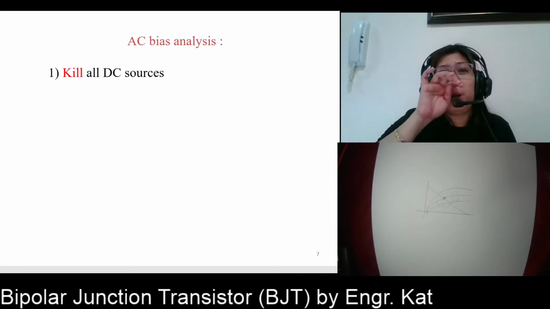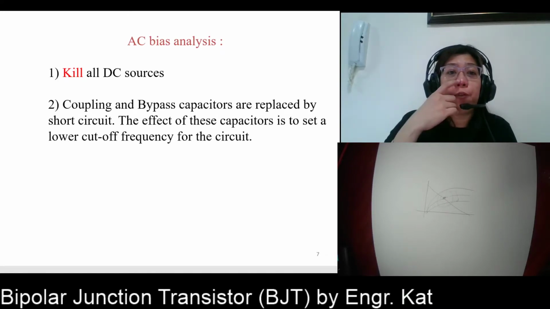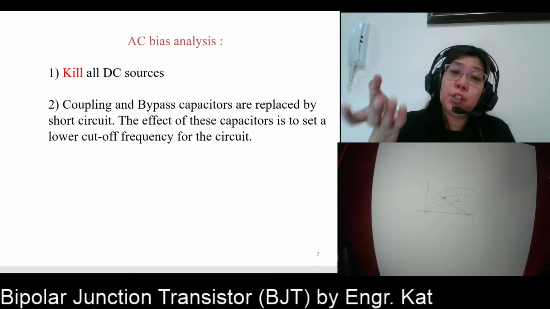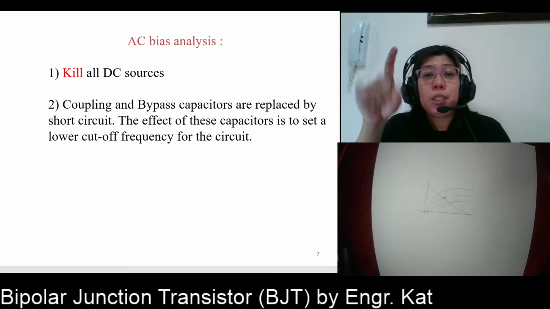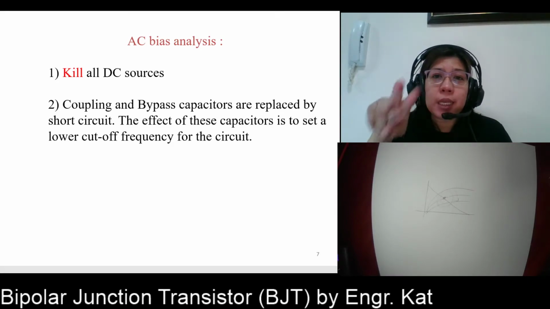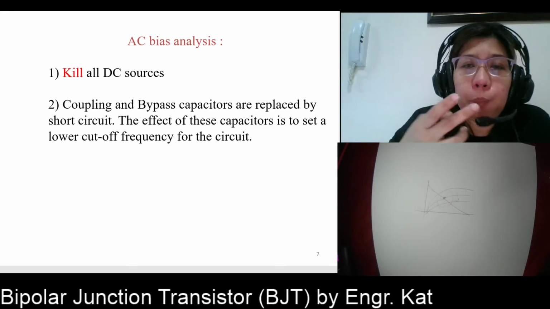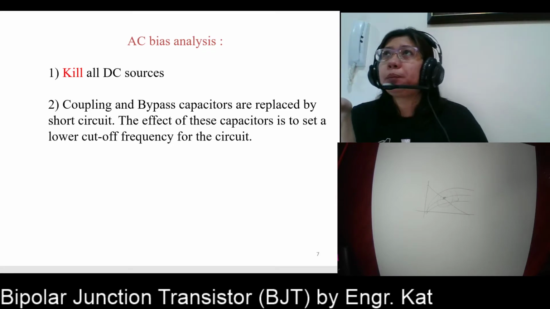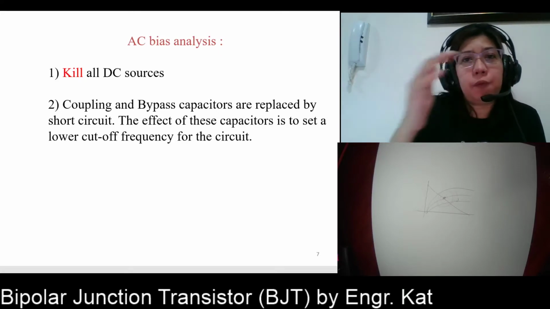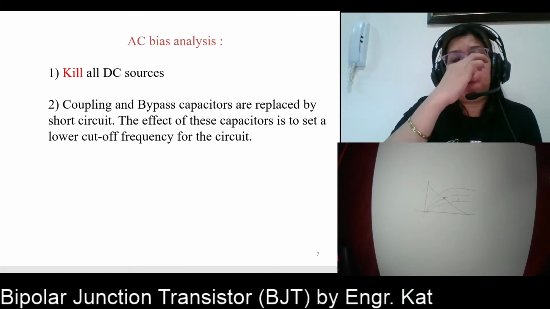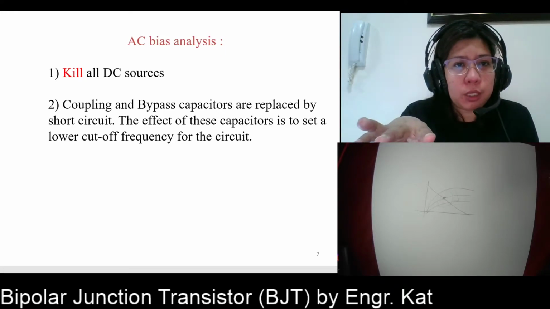Okay, so AC bias analysis starts with redrawing your circuit. So first, kill all DC sources. Majority of the circuits have one DC source. But we have discussed two circuits having more than one DC source. If you can still remember, you have the split supply and you have the common base configuration. In the common base configuration, you have VEE and you have VCC. In the split supply, you have the VCC also and you have the VEE. So in those cases, all of the DC sources, we have to kill them.